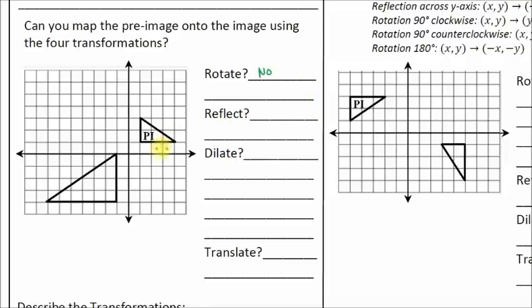How about reflection? Well, it looks to me like to get from here to here, we're going to have to either reflect it across the y-axis or reflect it across the x-axis. And I can see this appears to be a reflection across the y-axis. So I'm going to say there's a reflection, yes, and that's going to be across the y-axis. Let's do that now.